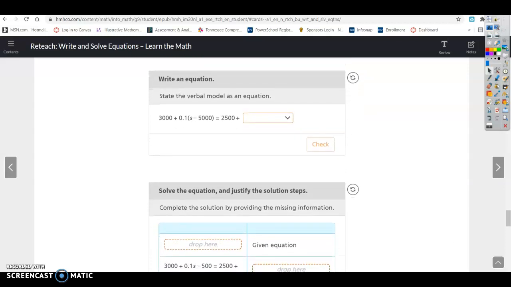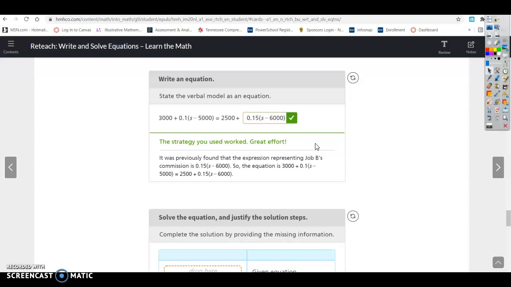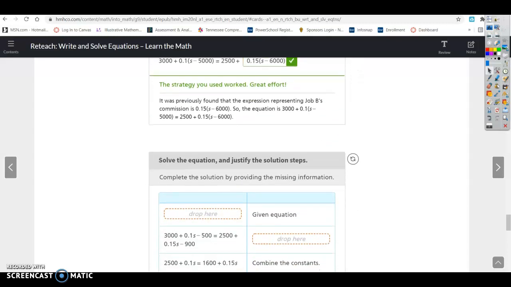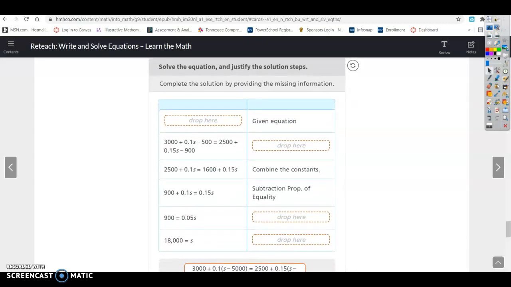All right, now it says write an equation, state the verbal model as an equation. So it's got the 3,000 plus the 10% times sales minus the 5,000 equals 2,500. So this is the second one. This is the one we just looked at. 15% times sales minus the $6,000 commission. All right, so all we're having to do is fill in the missing pieces.